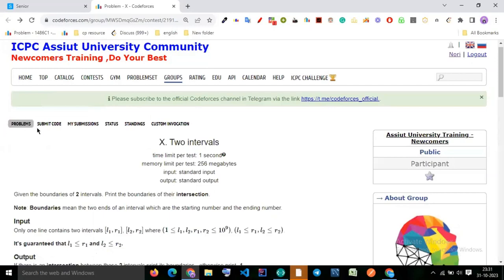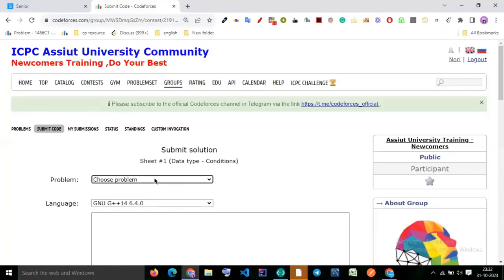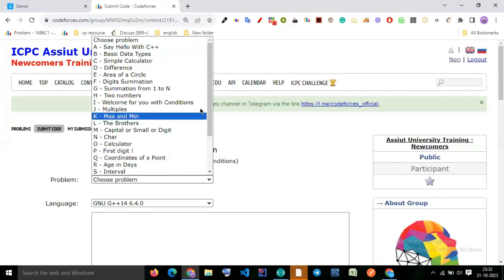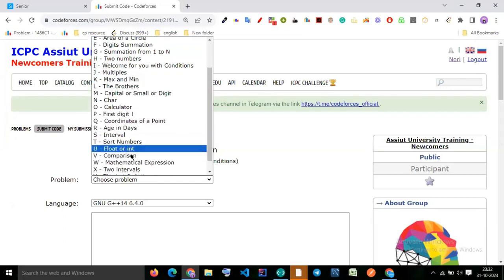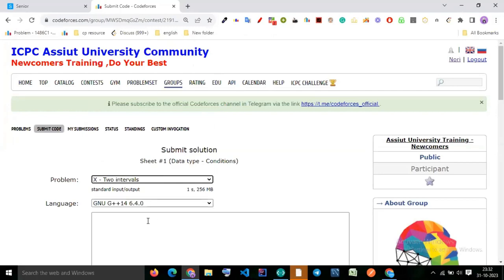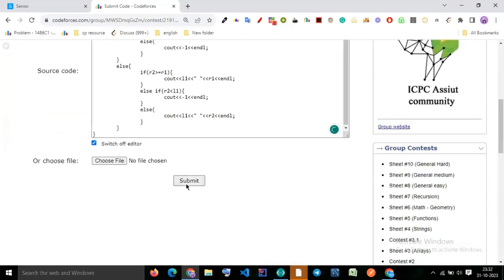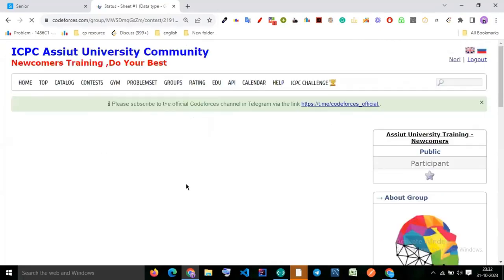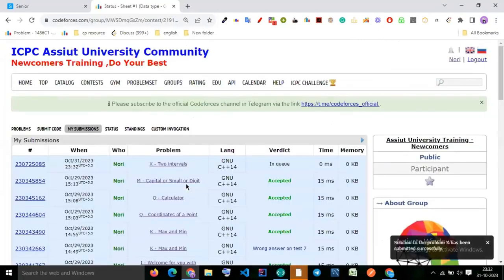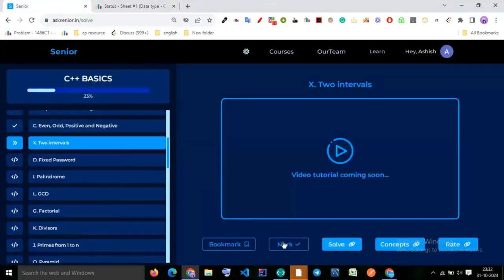The two intervals. Okay, I'm getting yes. Let's submit the code. Okay, so it's getting accepted. See, all of the cases that we considered, and we are getting accepted. Okay, so let's go and mark it.